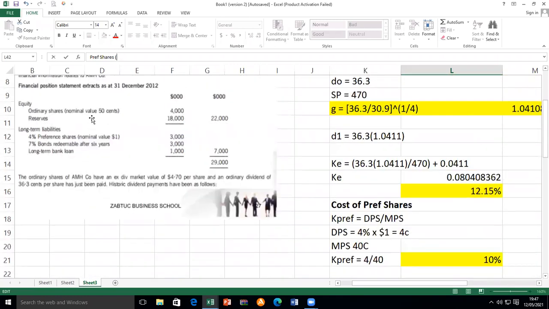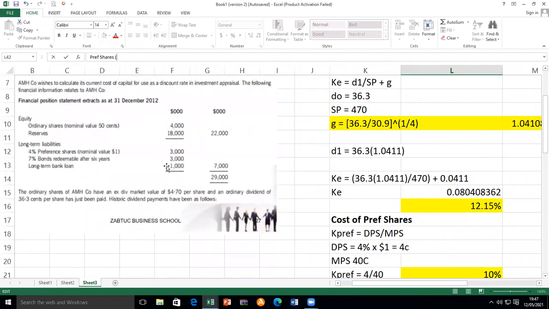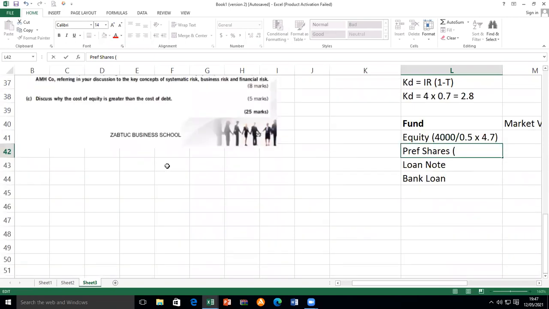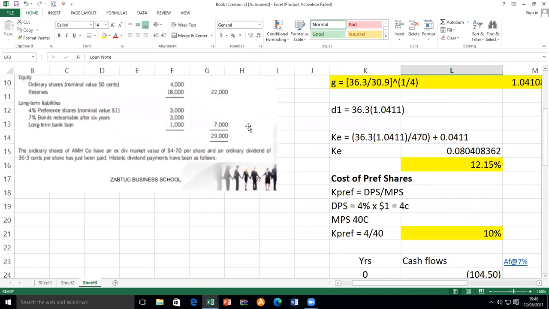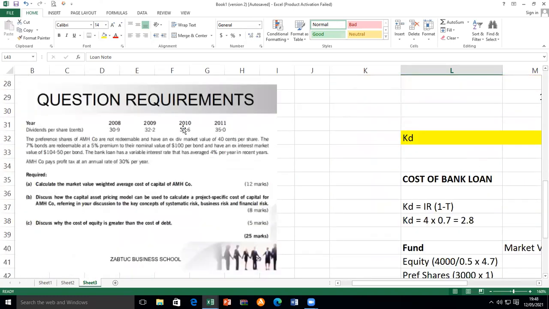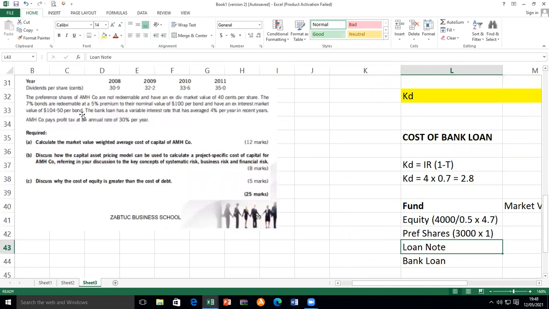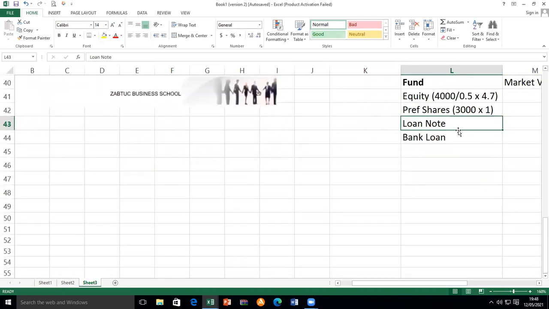Preference shares, 3,000. There are 3,000 of them. Times 1. Loan note. Loan note is here. 3,000. The value is 104.5.